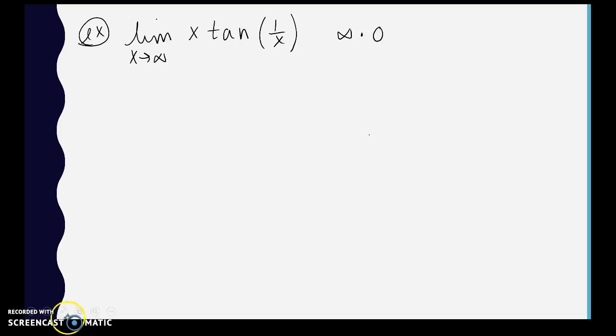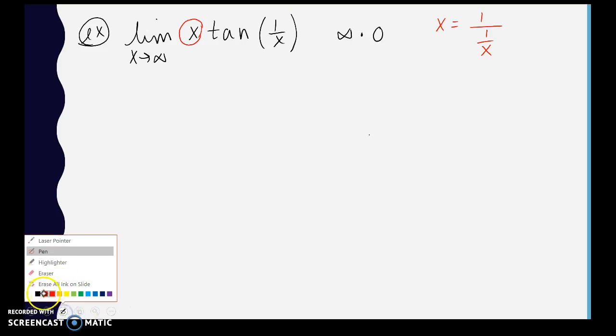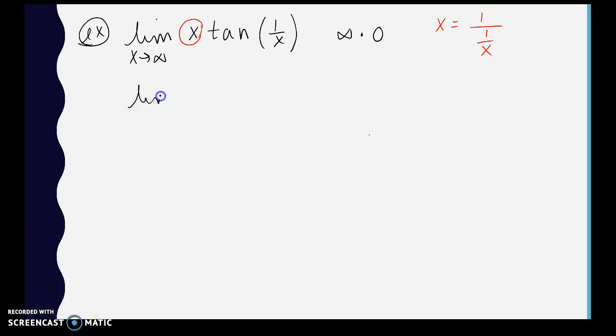Okay, so this method is used often. I'm going to rearrange this. I'm going to say that multiplying by x, that's really the reciprocal of 1 over x. So I have the limit as x approaches infinity of the tangent of 1 over x divided by 1 over x.